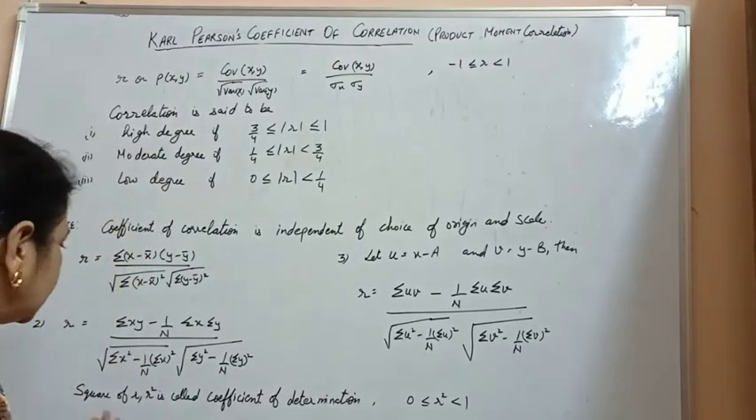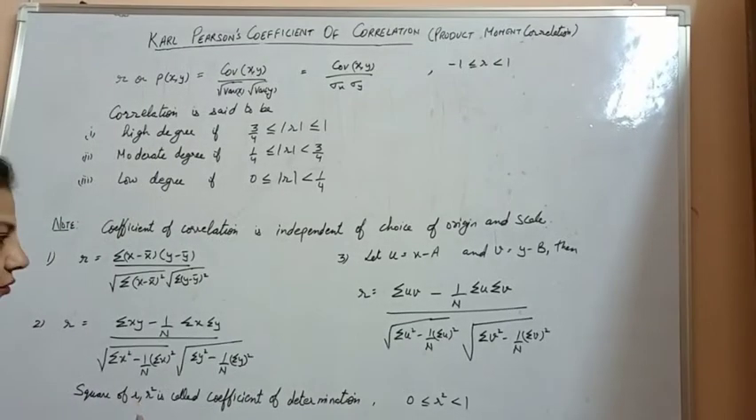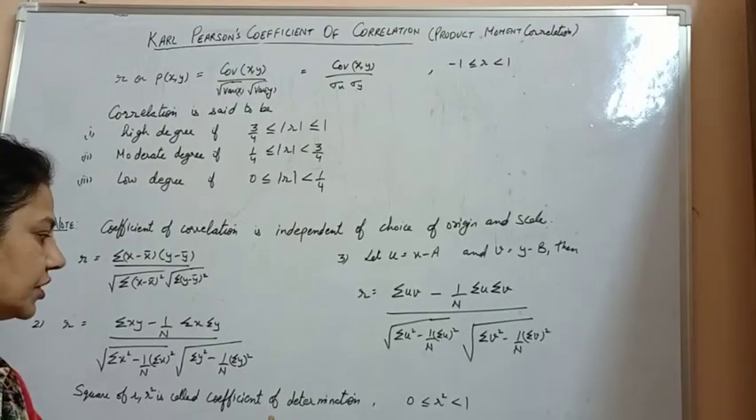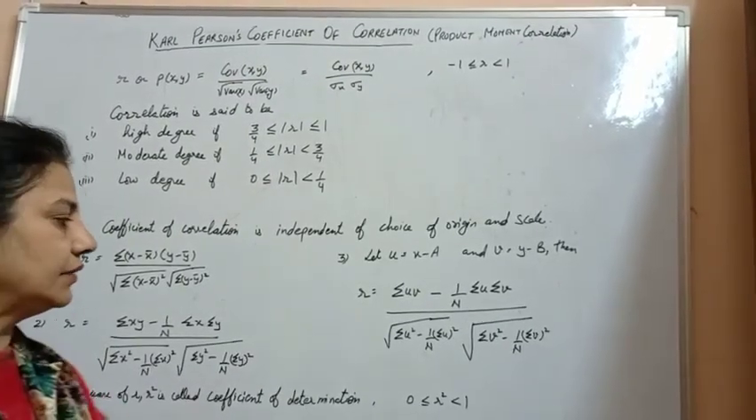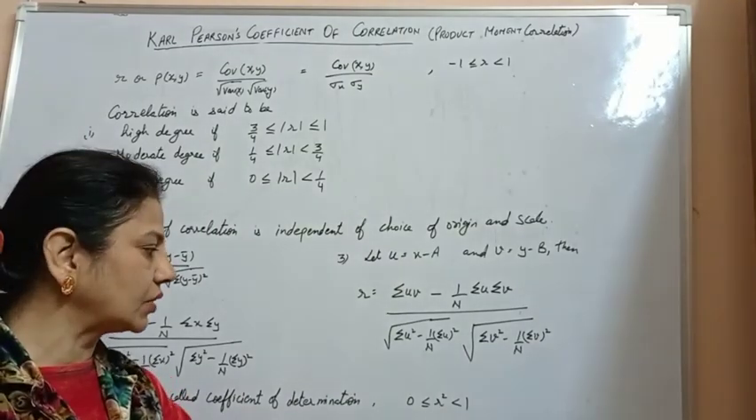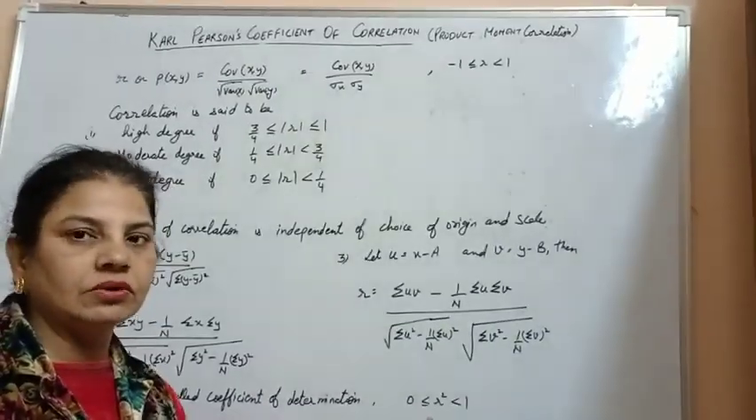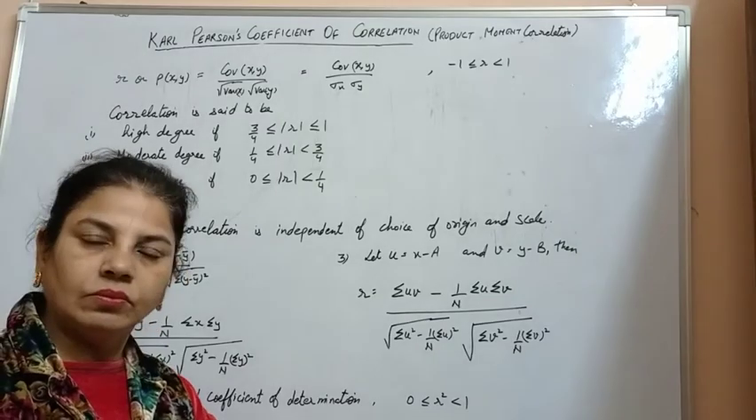The important thing is the square of r. If you take the square of this, r square is also called the coefficient of determination. It is also called the coefficient of determination, and the range of it is: r square is greater than or equal to 0 and less than or equal to 1.